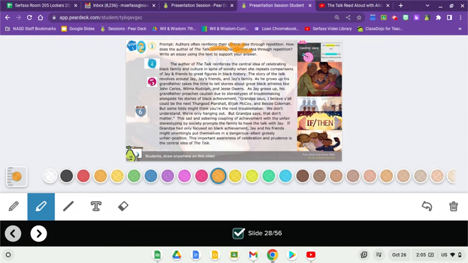Okay? Here we've got our topic sentence. The author of the talk reinforces a central idea, so please highlight that, by celebrating Black family and culture in spite of society when she repeats comparisons of Jay and friends to great figures in Black history. Well, now we're really cooking.